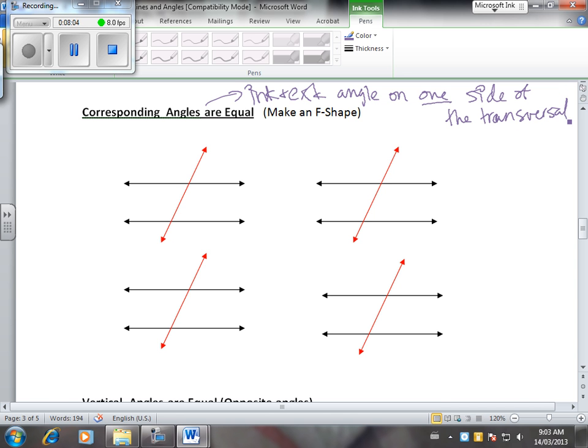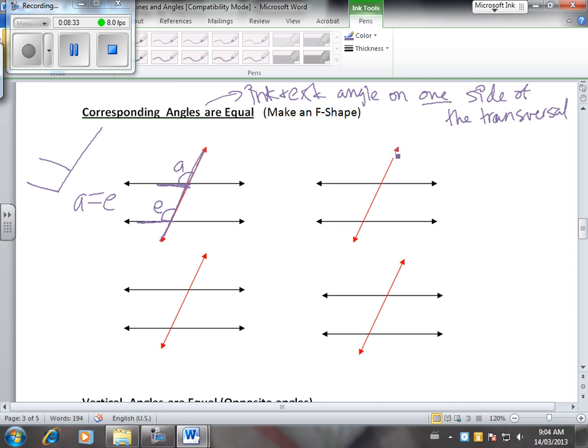So if we look at our transversal, let's look at the left first. So we'll do the outside angle, A, and the inside angle, E. And those equal each other. And you'll see that they make an F shape. So it's an upside down slanty F, but it's an F. So that's on the left side of the transversal.